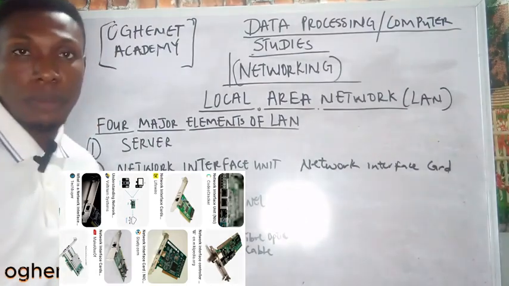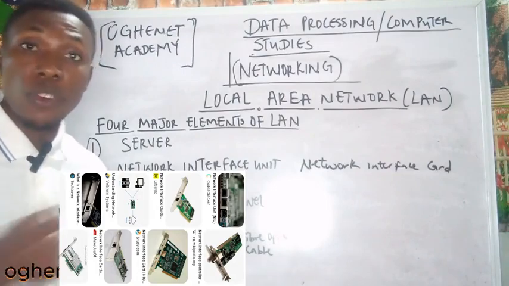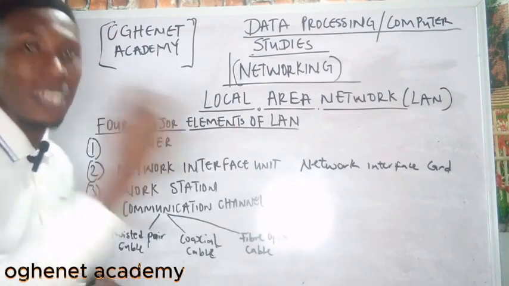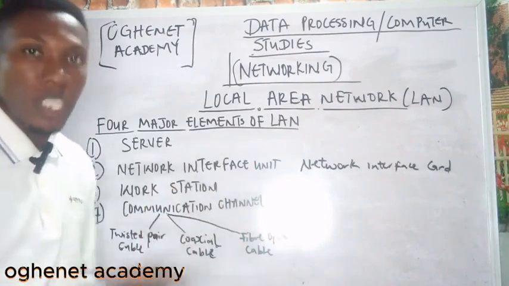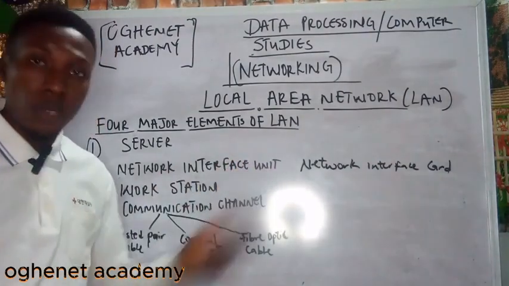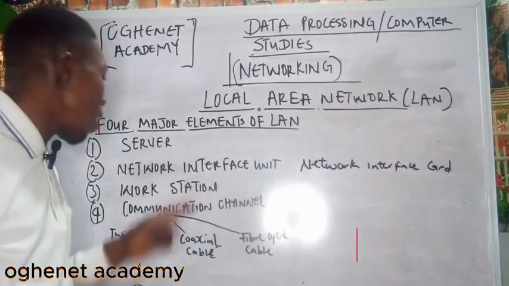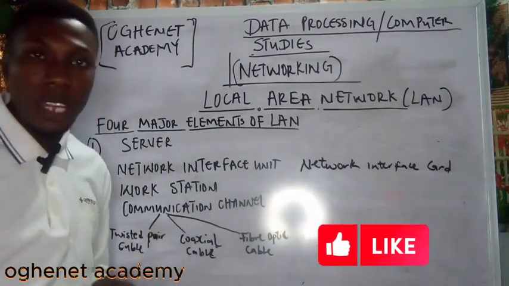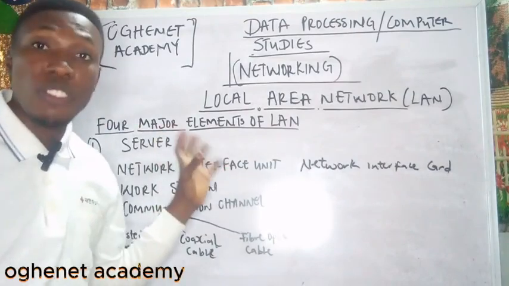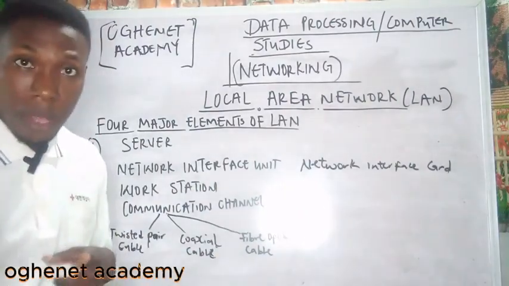We have not talked about the workstation, but the workstation is the computer that is connected to the network which the user actually interacts with. So just take that simple definition of the workstation. So the network interface unit serves as that connection point between the server and the workstation, whereby data can be transferred from one point of the network to another.